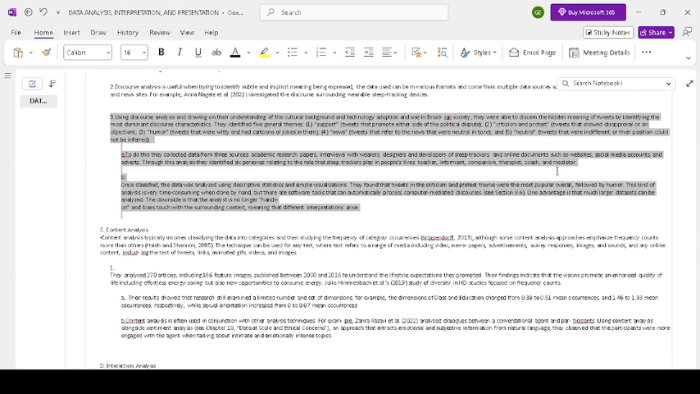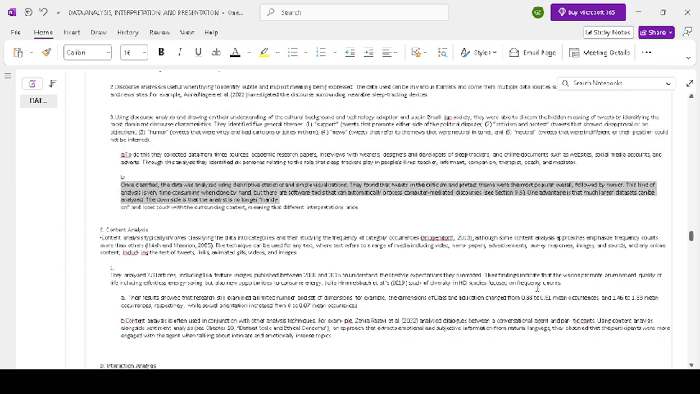To do this, they collected data from three sources: academic research papers, interviews with wearers, designers, and developers of sleep trackers, and online documents such as websites, social media accounts, and adverts. Through this analysis, they identified six personas relating to the role that sleep trackers play in people's lives: teacher, informant, companion, therapist, coach, and mediator. In future videos, we will discuss these personas and how they are useful in identifying people's problems, the complexity of their context and environment.